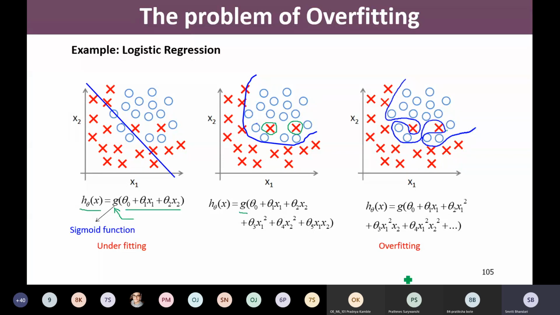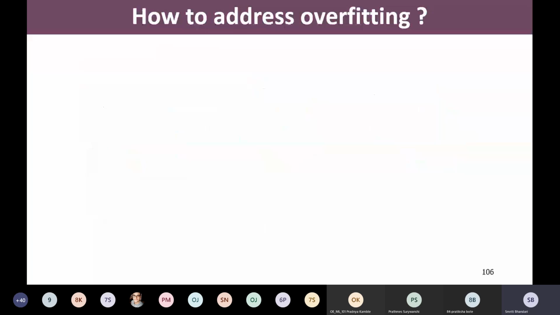Yes, any doubts so far? Have you understood the concept of overfitting? Really very important concept. Yeah? Yes, ma'am. May I proceed now? Yes? Yes, ma'am. Fine.